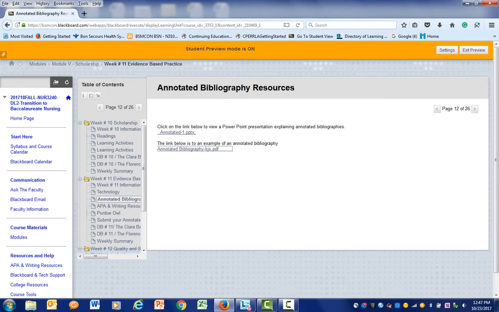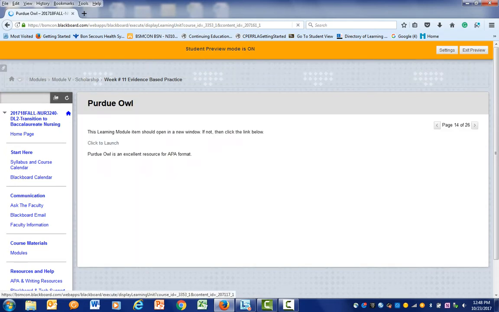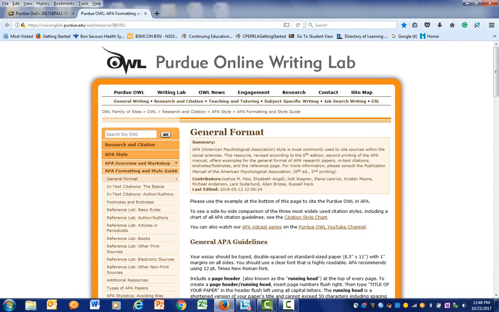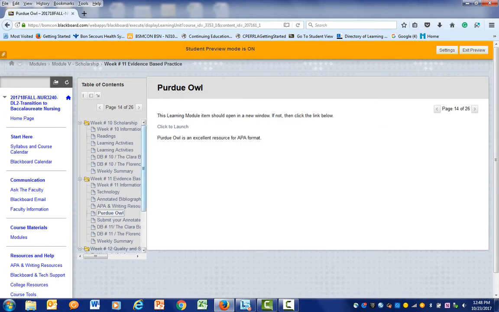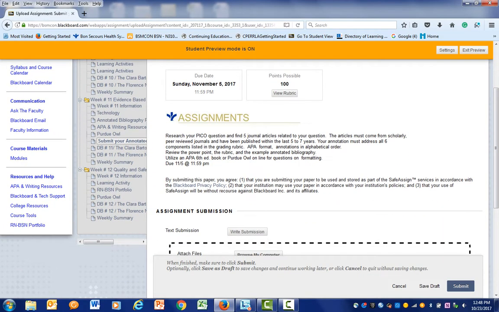Now, this is a very prescriptive type of assignment, so it's really not that hard. I've linked you to the APA writing resources, and also to the Purdue OWL. If you type in annotated bibliography, they'll give you more information on that. And this is what I'm after. Submit your annotated bibliography is right here.